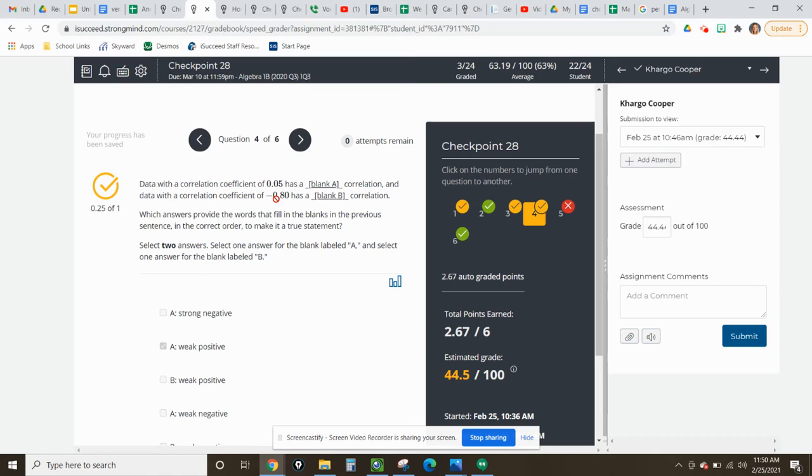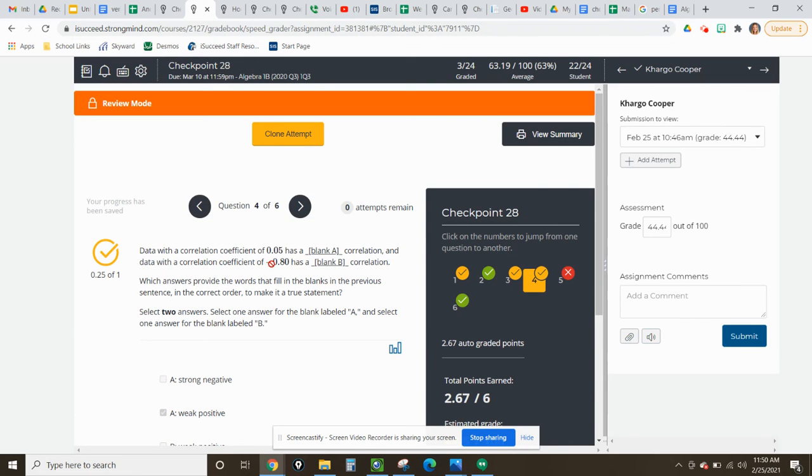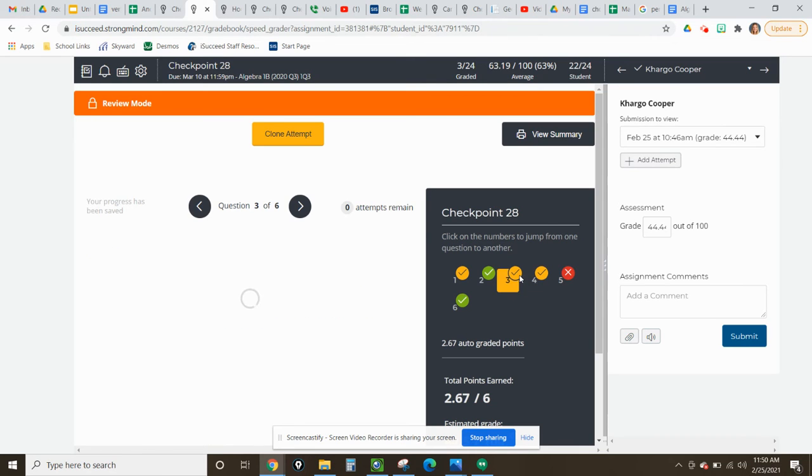This one down here, negative 0.80, so 80 hundredths, that's pretty strong. It's pretty close to negative 1. So it's negative, but it's strong. So we're looking for strong negative, and you put strong positive for B. So it's not positive because it has this negative sign out in front. Let's see what else.